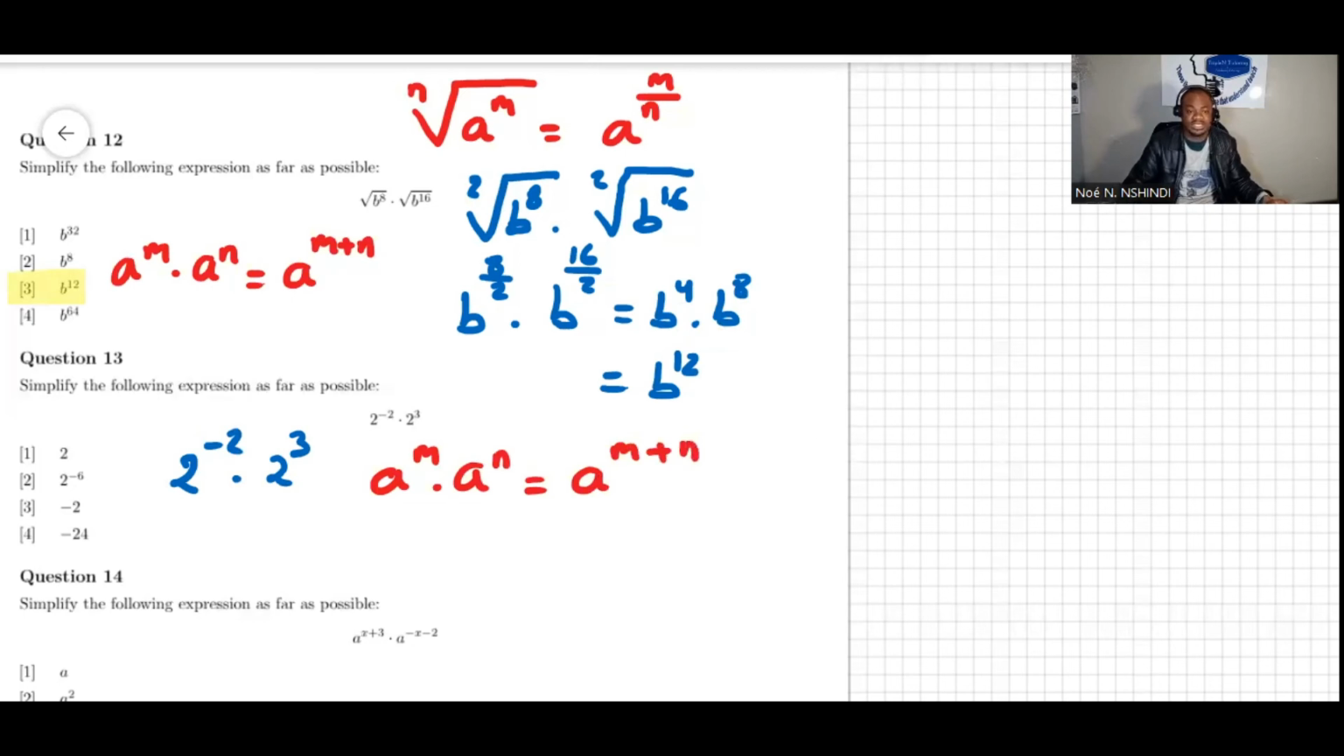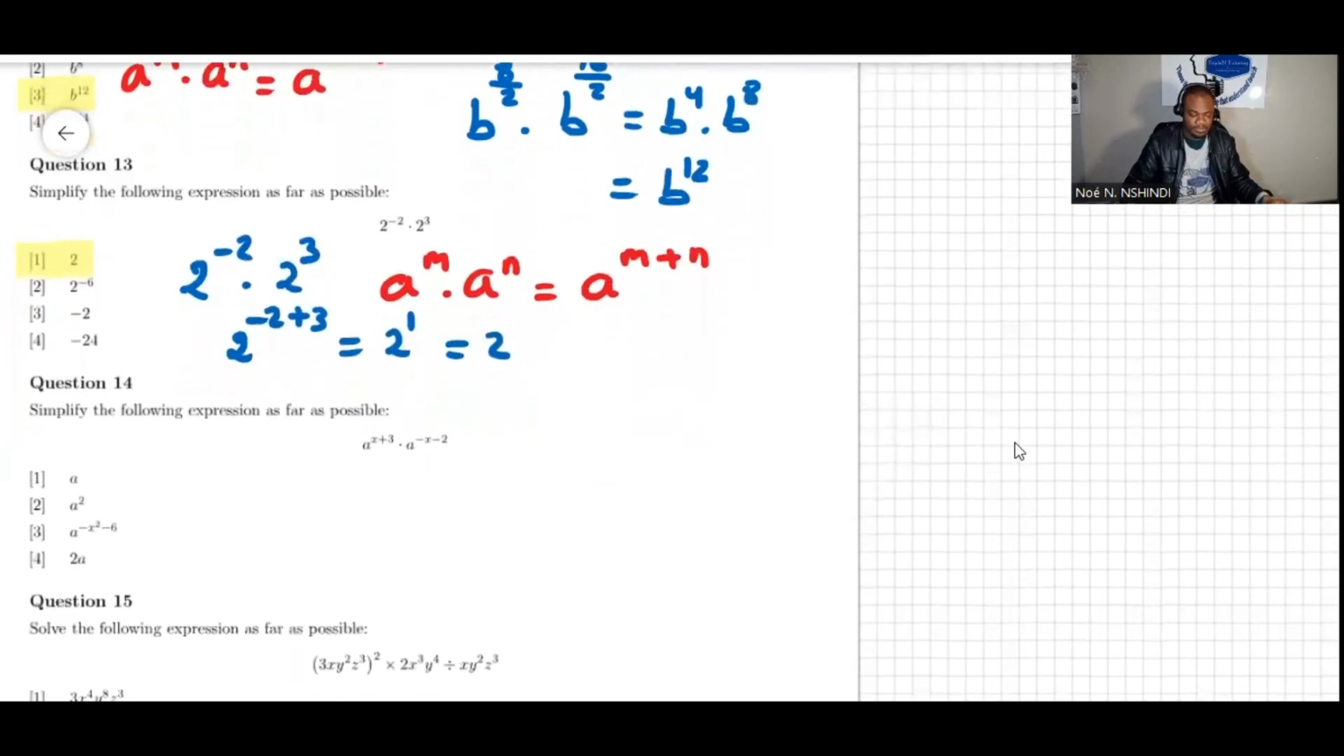So this law says that when the bases are common, okay, we add the exponents. We keep the base. So over here, this would be 2 to the, I want to write the base once, and then I want to add the exponents, negative 2 plus 3, and this is equal to 2 to the 1, which is just equal to 2. So it is alternative 1.